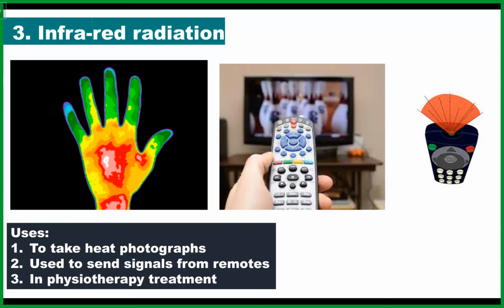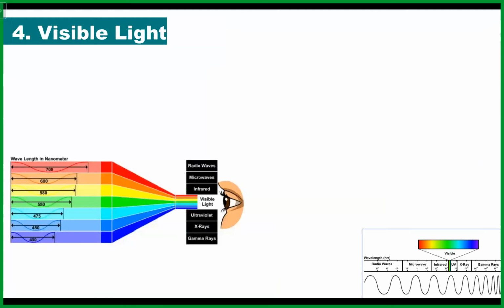And another use of infrared radiation is that low energy infrared radiation is made use of in remote signaling. So what happens is remotes usually release low energy infrared radiation, and this IR radiation could be detected by a detector on another appliance, and this could transmit information accordingly. So it's used to send signals from remotes, and infrared radiation is also used in physiotherapy treatment. All right, so this is about infrared radiation.